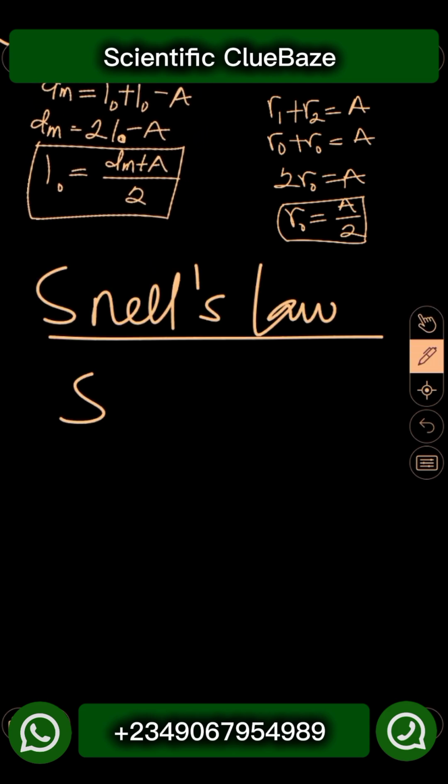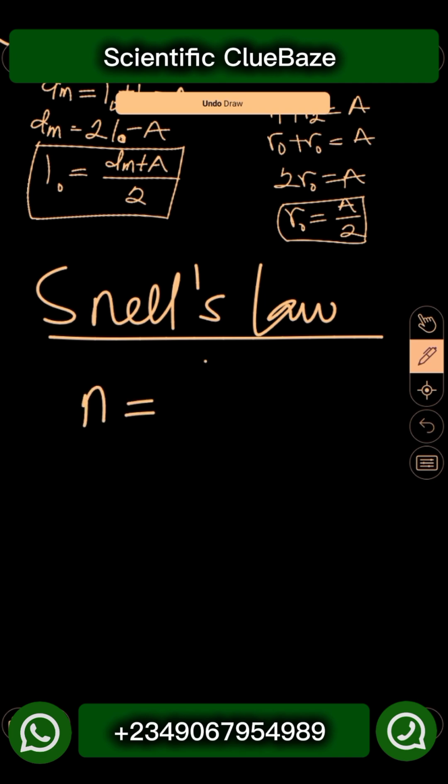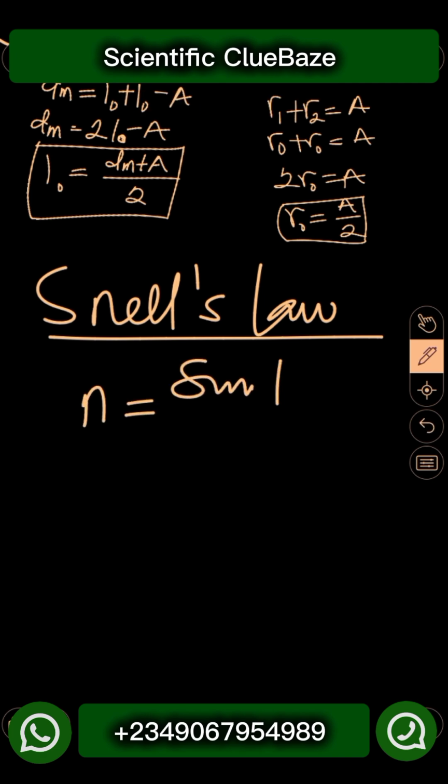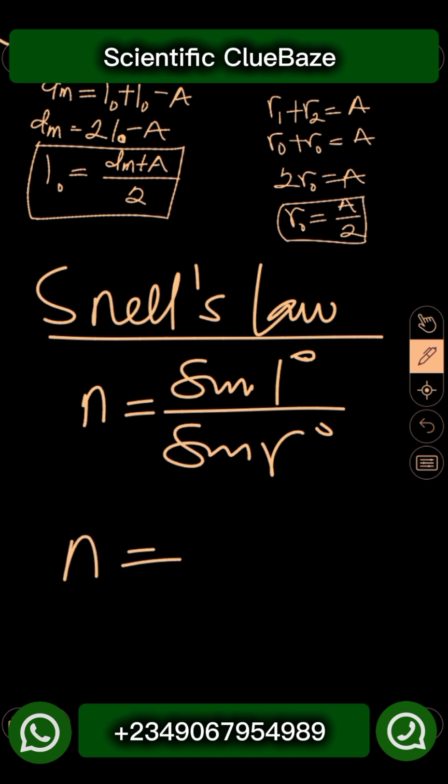So we can remember that from Snell's law, we have that the refractive index equals the sine of the angle of the incident ray to the sine of the angle of the refracted ray. Now, our incident ray that we are going to use here is going to be our I naught, and our refracted ray that we're going to use now is going to be this R naught, and that is it.